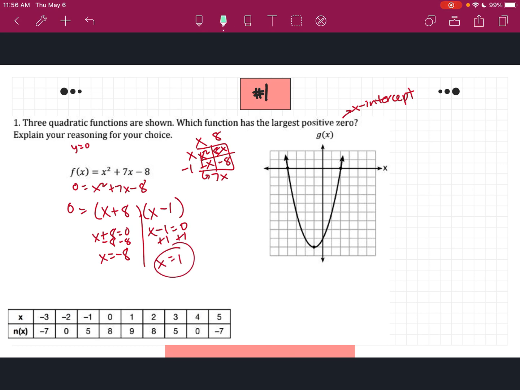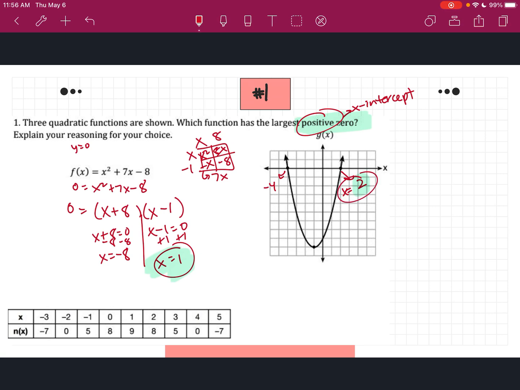Okay, now it says largest positive 0, so that's all I care about in this sense. I just want to know which one's the positive one. All right, now looking at the graph, we're finding those x-intercepts. Now we have a negative 1 here. This one's negative. I don't really care about that because I'm only looking for positive. But it is negative 4 if you wanted to know. And this one is a positive 2. This one's a positive 2. So here we have two options already.